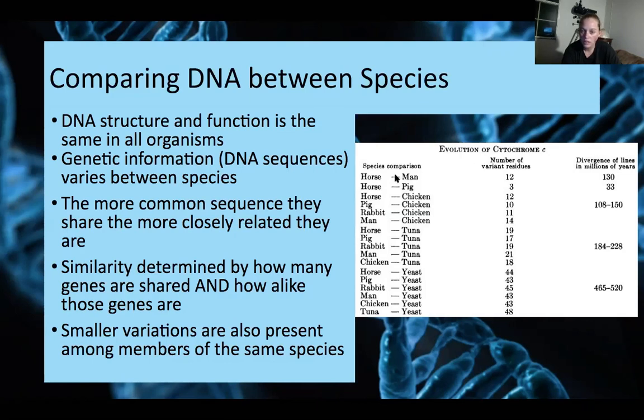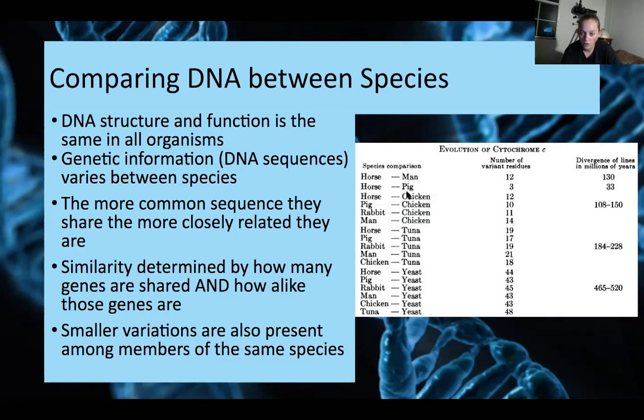So if we look at the DNA sequence in horses and these organisms, the fewer mutations we see, the closer related those organisms are. So between the horse and the man, we have 12 differences. Between horses and pigs, we have 3. Between horses and chickens, we have 12 differences. So this tells us that the horse and the pig have less time between their evolution than the horse and the man and the horse and the chicken.